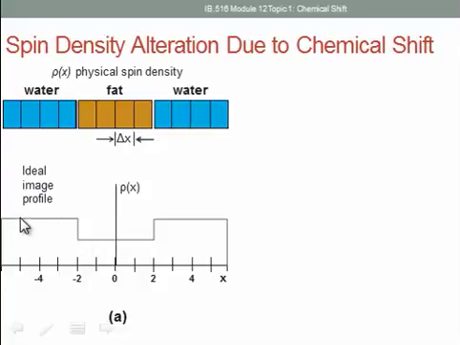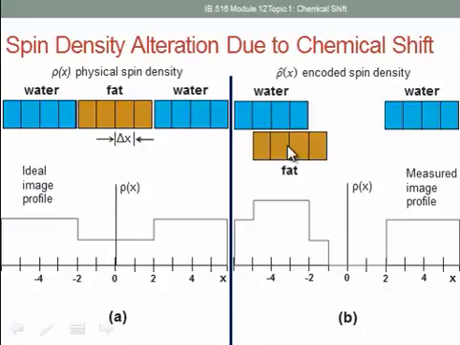Because water has a higher spin density, this is the particular signal intensity for these 4 voxels. Then when we make it to the fat location, signal intensity goes down a little bit, remains constant until we hit water. So we go back up, over, and down. Now if fat is shifted over to the left by 3 pixels, you can see that we have a much different image profile or signal intensity per voxel.